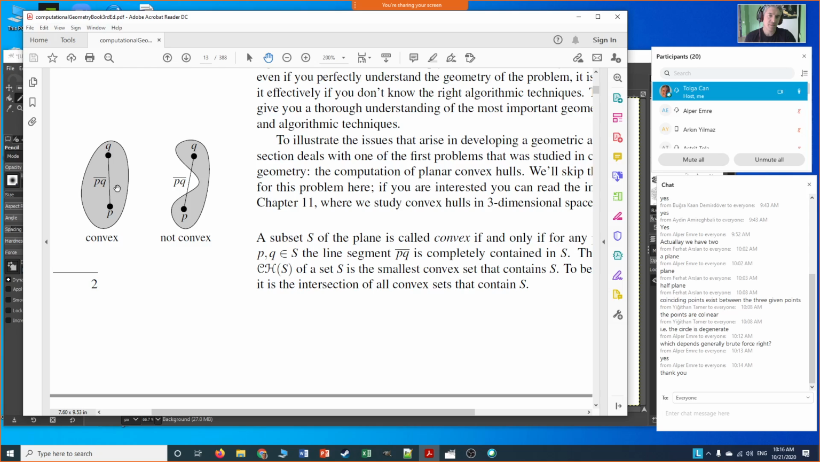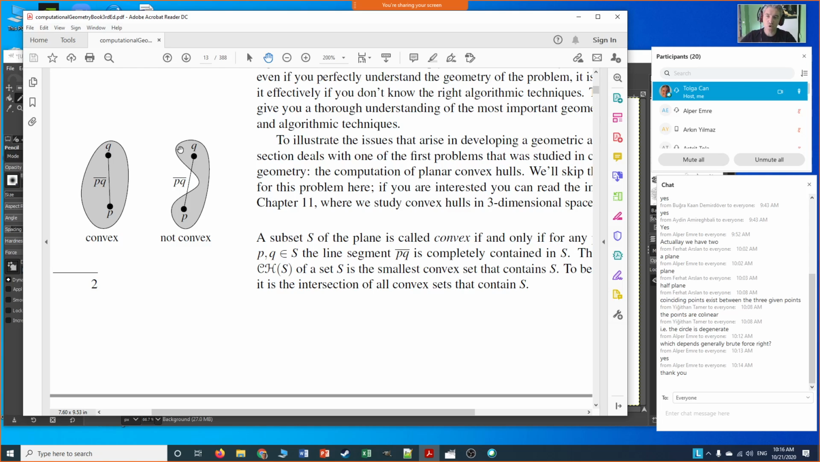So actually you can very easily prove that any disconnected subset of the plane is not convex, because if you just take one point from here, another point from here, and connect them, since these two things are disconnected, there will be points on the line segment connecting them that are outside the subset.